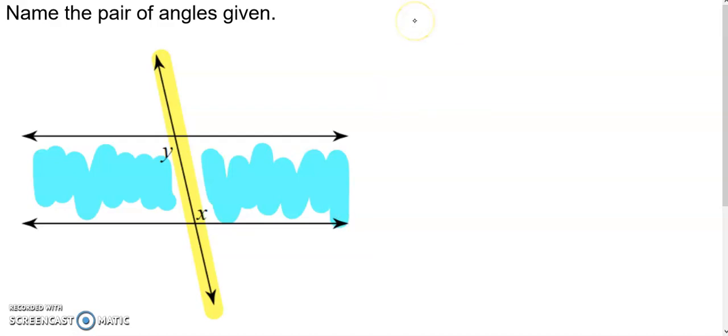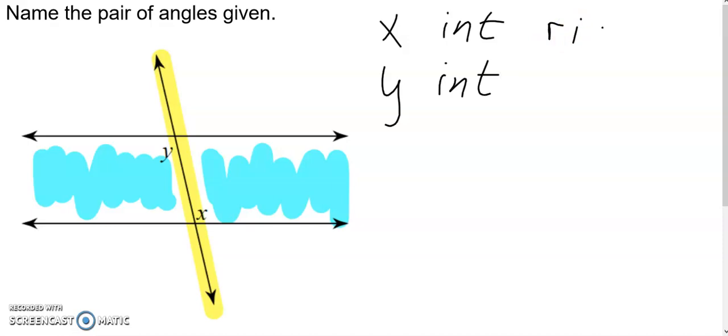Now we're going to describe where the angles are. So X and Y. The first question we're going to ask is, is X on the inside or is X on the outside? Well, X is an interior angle. It is inside the shade. Y is also an interior angle. It is inside the shade. X is on the right side of the transversal, and Y is on the left side of the transversal. When you are taking your test, I want to see you write all this down so we can identify these angles.